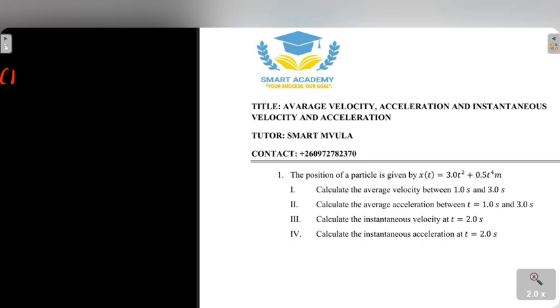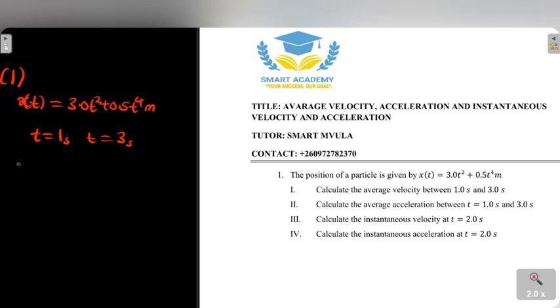That's our part 1. So we have our function, x as a function of t, equal to 3.0 t squared plus 0.5 t to the power 4 meters. This is our displacement function that has been given. Part 1 is asking us to find the average velocity between t equal to 1 second and t equal to 3 seconds.